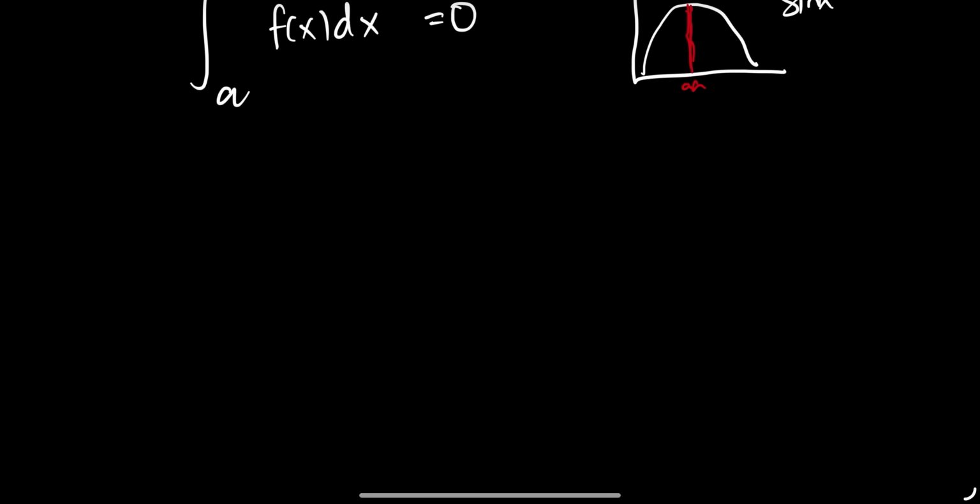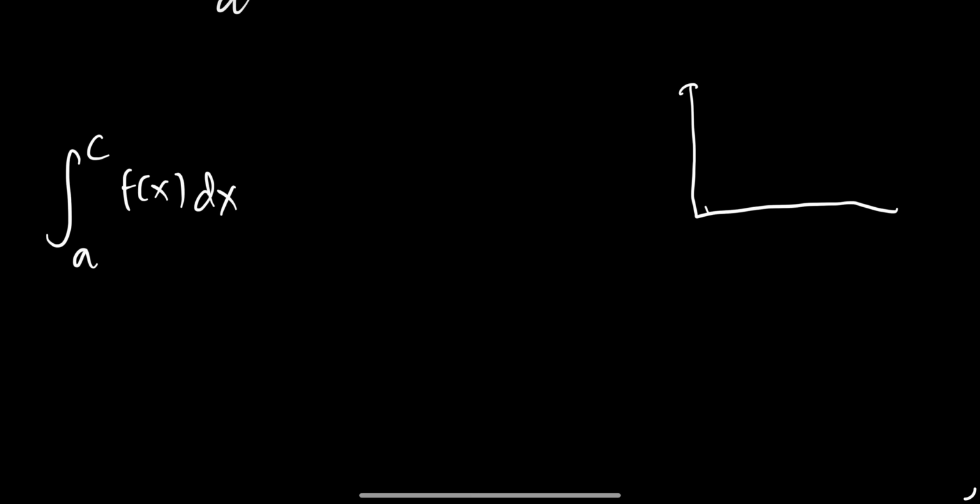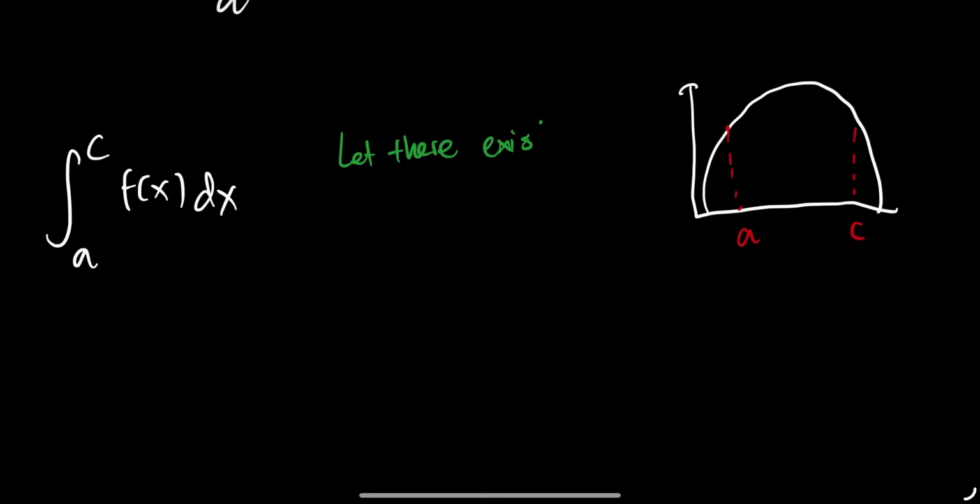And here we can also do something called splitting. Let's say the integral from a to c of f(x) dx. Okay, so to visualize, let's say my graph looks like this. A and c. Okay, let's say there exists a b such that b is between a and c. So there is a tiny cute little b here.